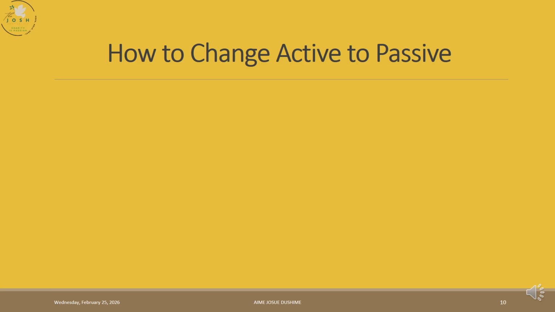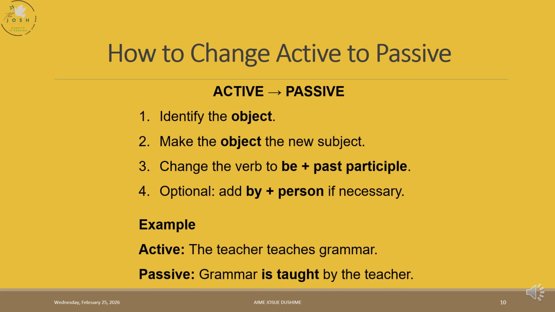How do we change active to passive? How do we change this active voice now to passive? Remember, we have seen the structure of passive voice: be plus V3. How do we change? Changing from active to passive has 4 steps.